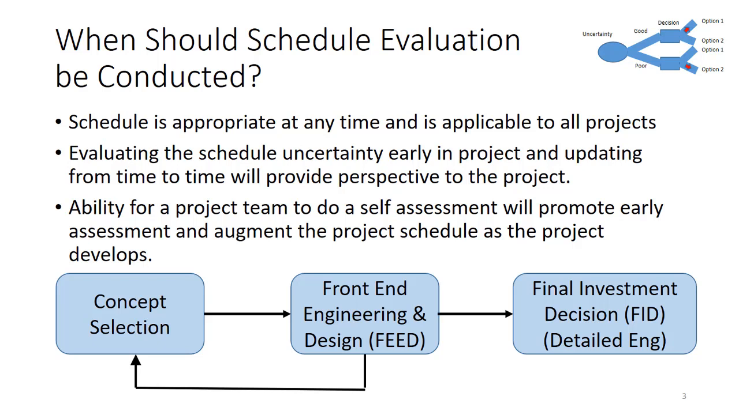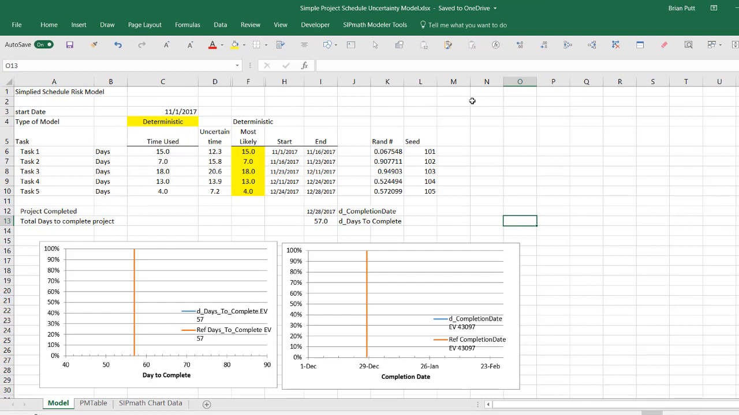So let's look at a model. This is a very simple model. It might be typical of what you'd see in a small project. You go to the subject matter experts and you ask them for an assessment of how long it's going to take. And they give you an assessment, and there are 5 tasks that are going to take 15 days, 7, 18, 13, and 4. And so you link those all together and you find out it's going to take you 57 days. The question is, can they actually accomplish that in 57 days?